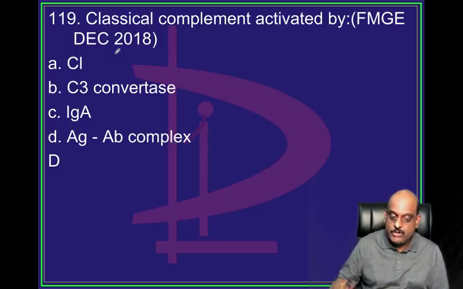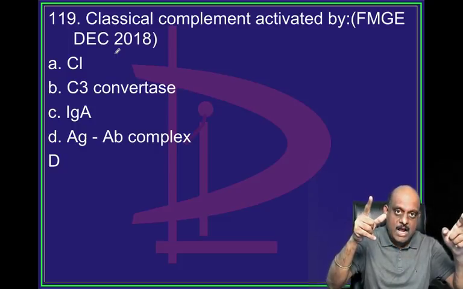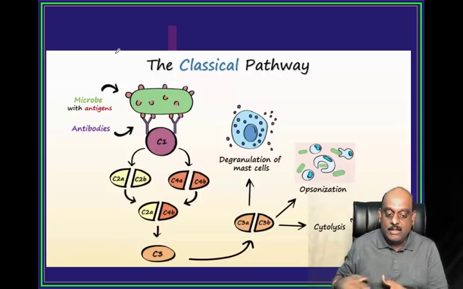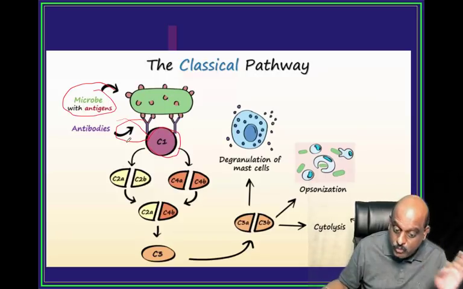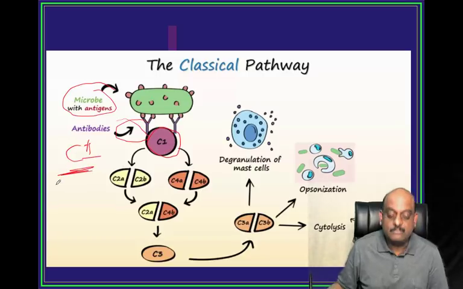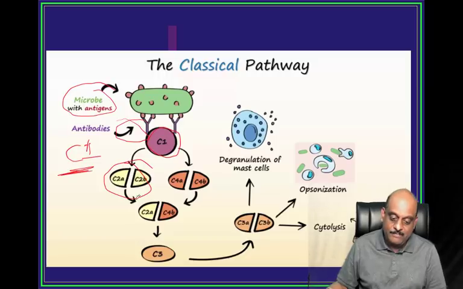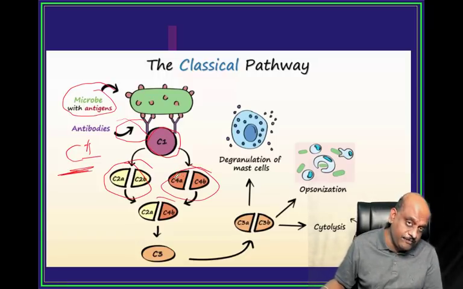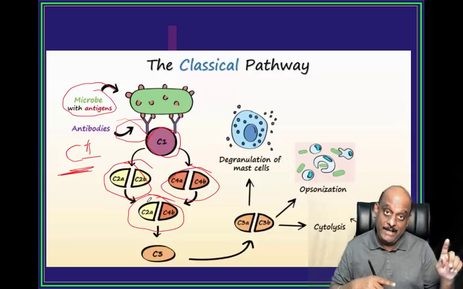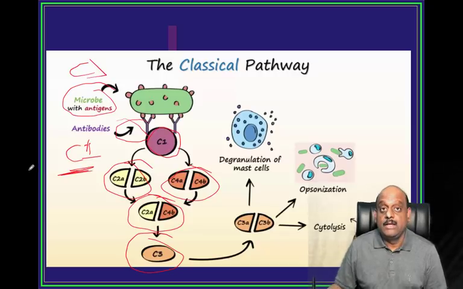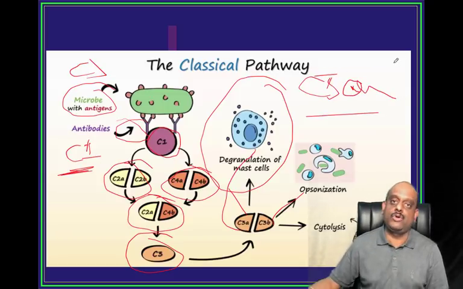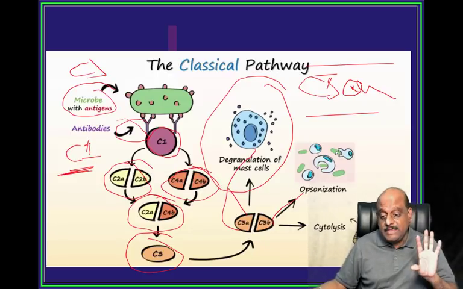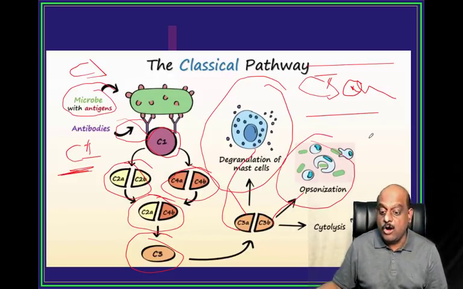That's a deal, right? So, antigen antibody complex will start classical complement pathway. The microbe which has antigens binds with antibodies, that antigen antibody complex will come and talk to C1. C1 will break C2 into C2A, C2B. Then it will also break C4 into C4A, C4B. C2A plus C4B combine to form C3 convertase. C3 will break into C3A, C3B. C3A is anaphylatoxin. C3A anaphylatoxin, degranulation of mast cells. C3B, opsonization.